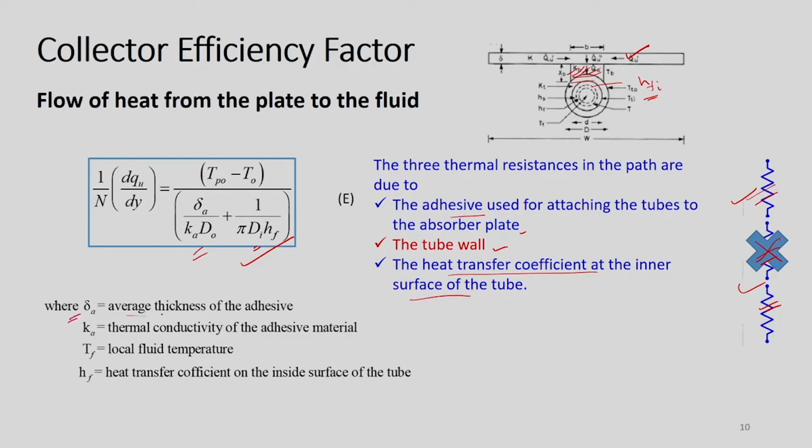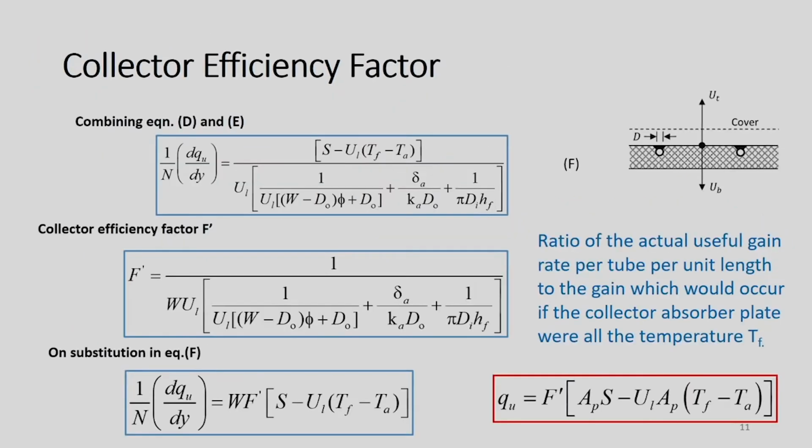Delta is the average thickness of the adhesive, and K is the thermal conductivity of the adhesive material. Tf is the local fluid temperature, and Hf is the heat transfer coefficient on the inside surface of the tube. Now we can use these equations and arrive at an expression like this. Here, by using equations D and E, we tried to remove this Tpo, and the final expression will be something like this.